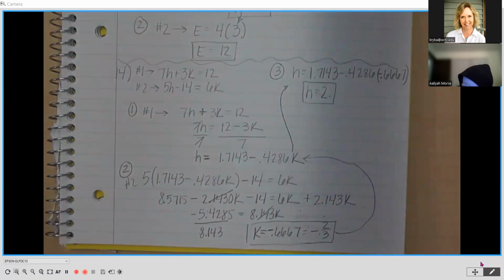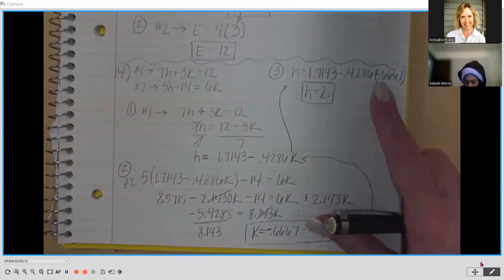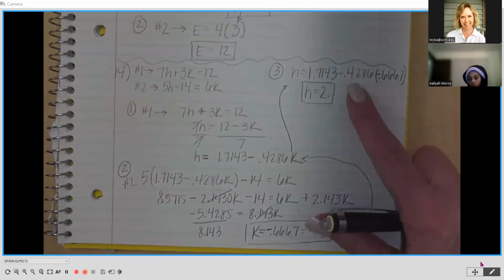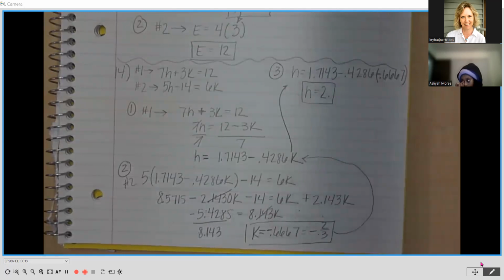And you should get H is equal to 2. Anybody get that same answer? Remember, that's a negative 2/3 here, 0.667 times a negative 0.4286. If you use the decimals I did, and you have to multiply those two together, that becomes positive. So then you end up adding 1.7143 plus that product. So H should be your 2.